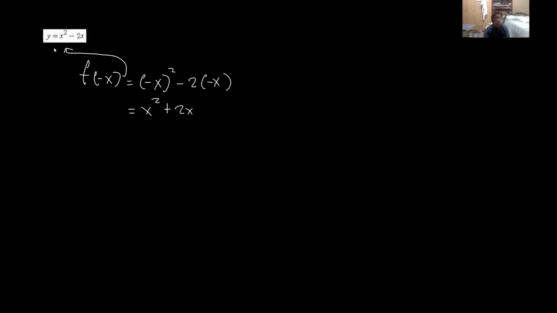From the first function we have x squared minus 2x, and here we have x squared plus 2x. So what changed is only the last term, negative 2x, not the first. So therefore, what is this? This is again neither an even function nor an odd function. Neither. Okay.